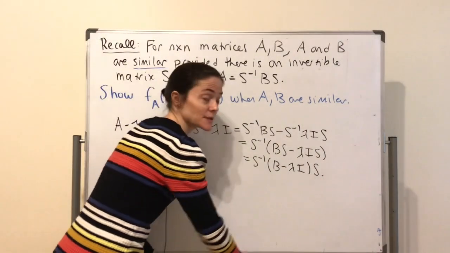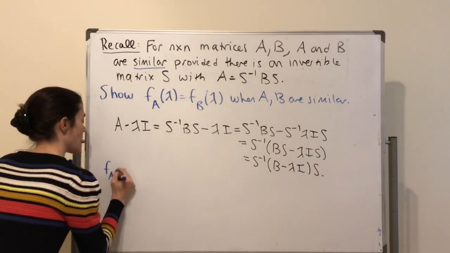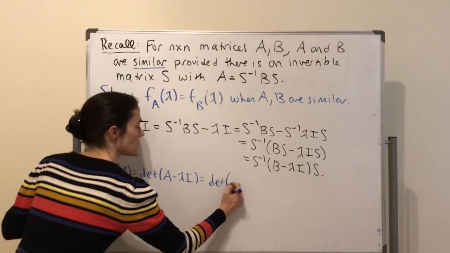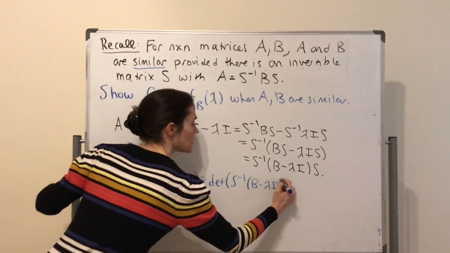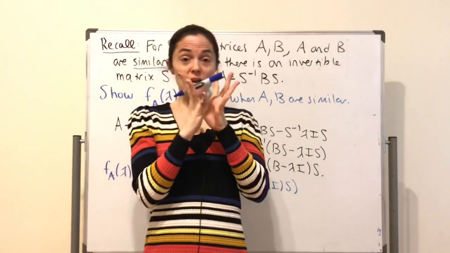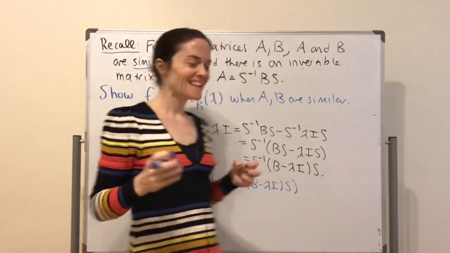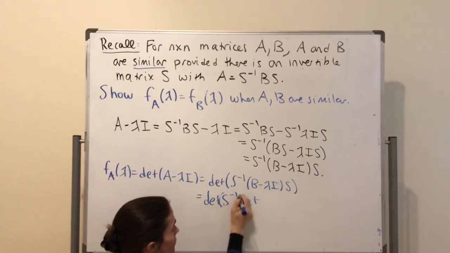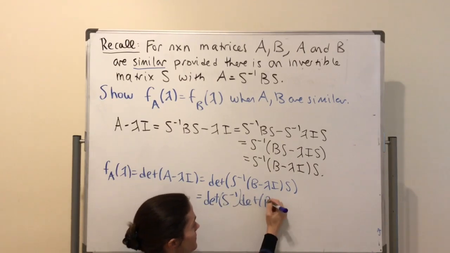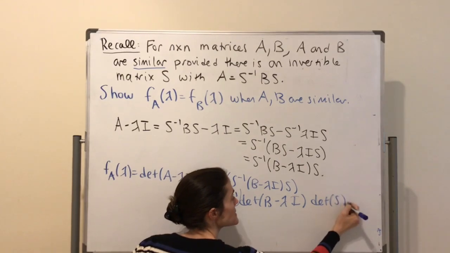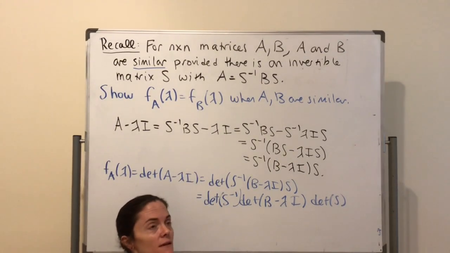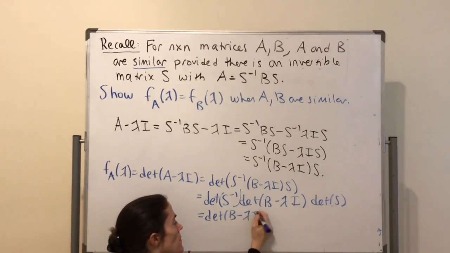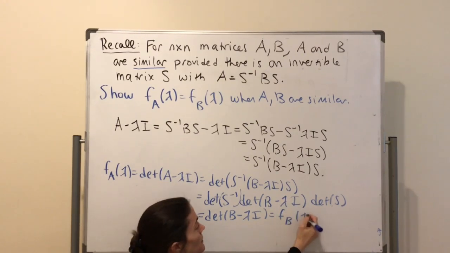Now, let us get back to the characteristic polynomial. So, f A of lambda is the determinant of A minus lambda I. This is the determinant of this big thing, S inverse times B minus lambda I times S. But what do we know about determinants? If you have the determinant of a product, it breaks into determinant times determinant. And it's the same thing for three factors. So this is the determinant of S inverse, the determinant of B minus lambda I, and then the determinant of S. But one more property about inverses, the determinant of S inverse is 1 over the determinant of S. So we just get this, which is f B of lambda.